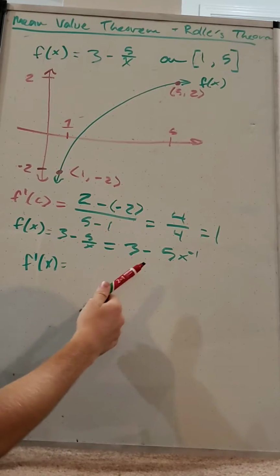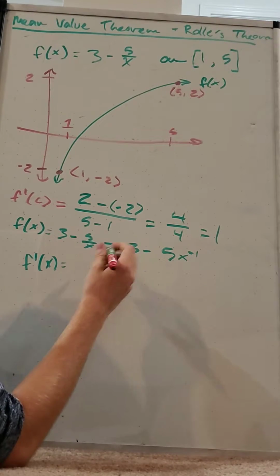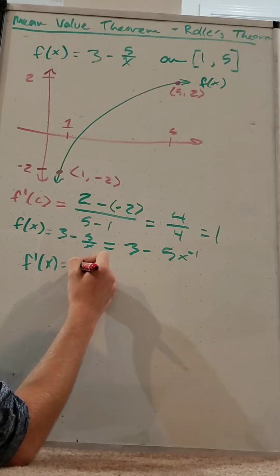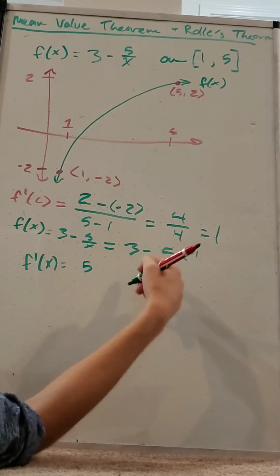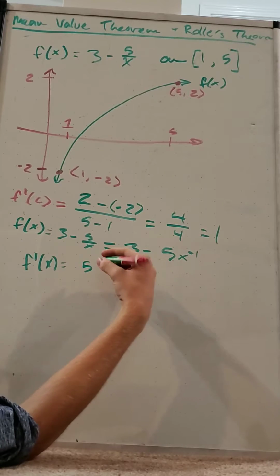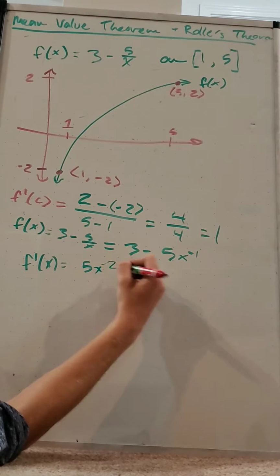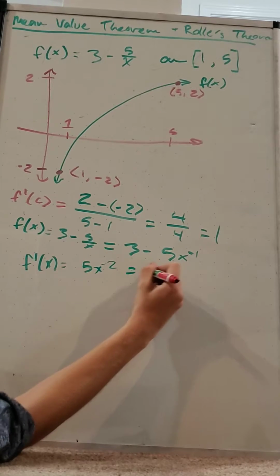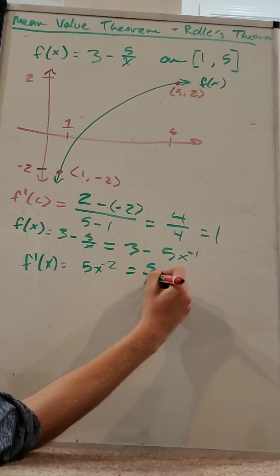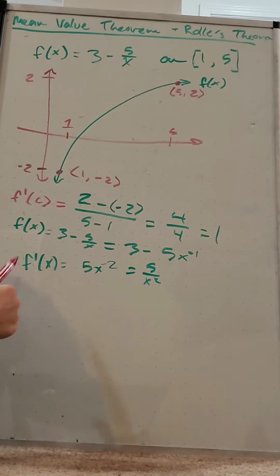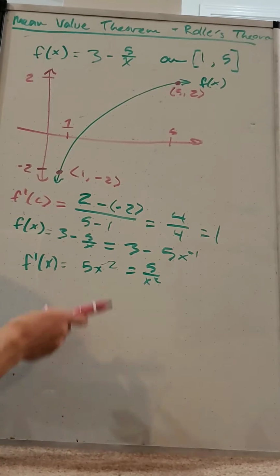The derivative of 3 is 0, so we're just left with negative 5 times negative 1, which is 5. Since we bring down this negative 1, multiply by the negative 5, that gives us 5. And then x, and then subtract 1 from here. This is negative 2, which is equal to 5 over x squared. So this is the equation for the derivative, 5 over x squared.